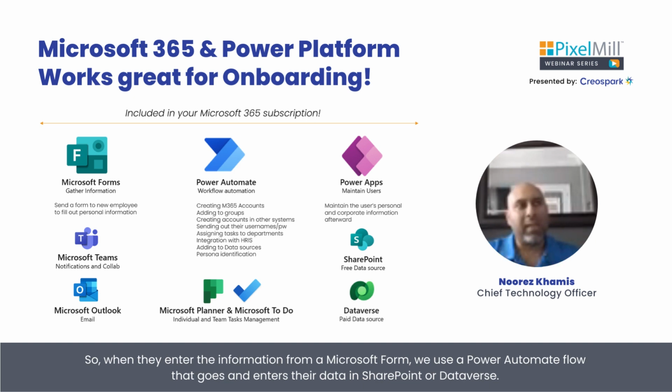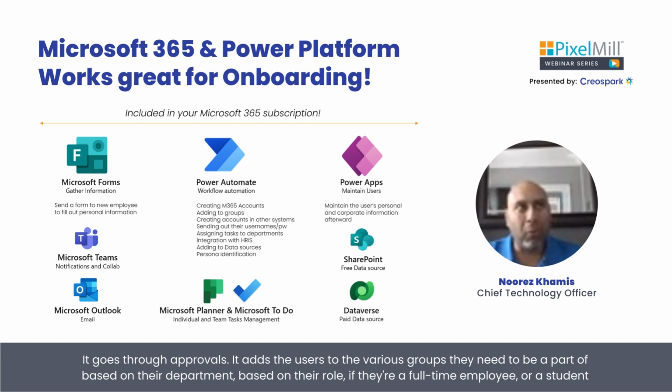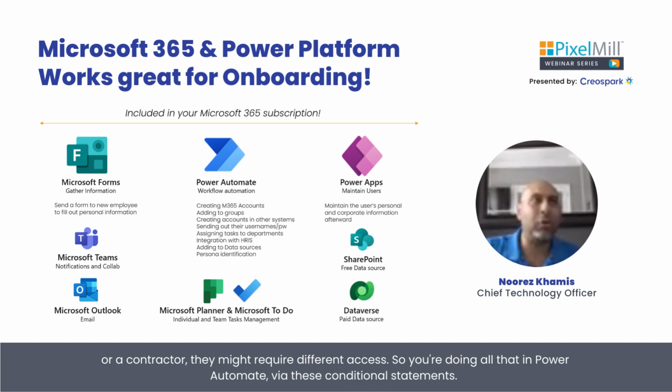Okay, so when they enter the information from a Microsoft Form, we call a Power Automate flow that goes and enters their data in SharePoint or Databricks. And then we kick off a Power Automate workflow. The workflow does things like create the Microsoft 365 account, go through approvals, and add the users to the various groups they need to be a part of based on their department and their role. If they're a full-time employee or a student or contract, they need to have different access. So you're doing all that via Power Automate, via these conditional statements.